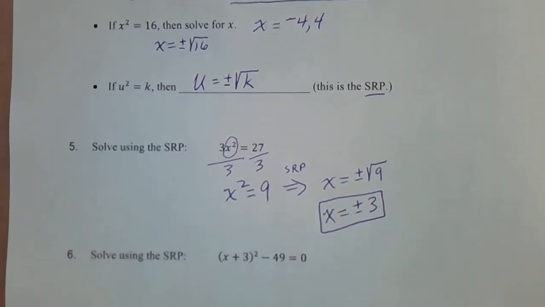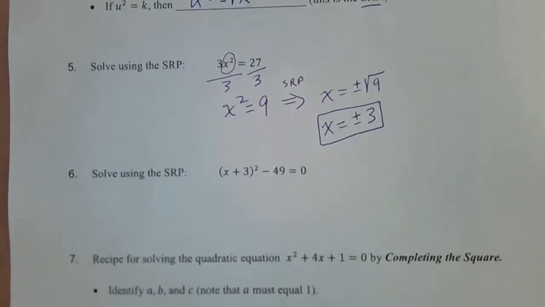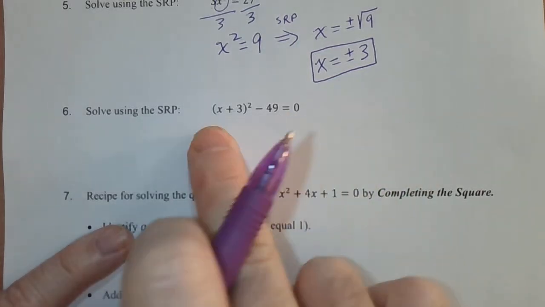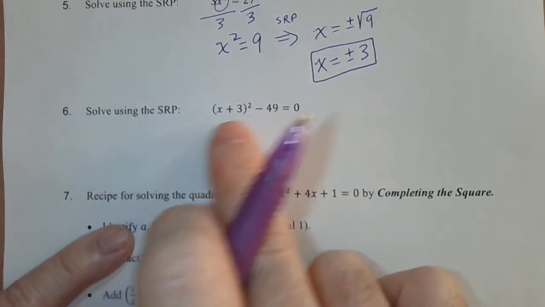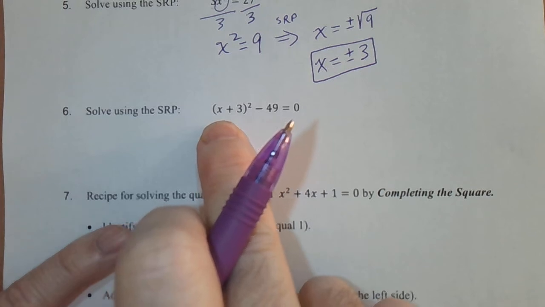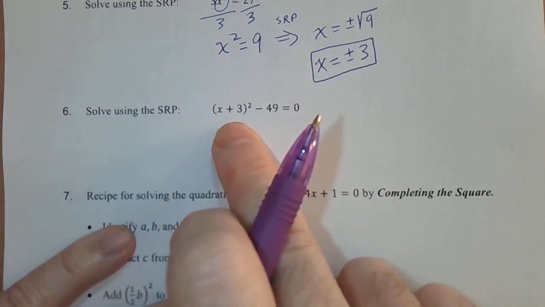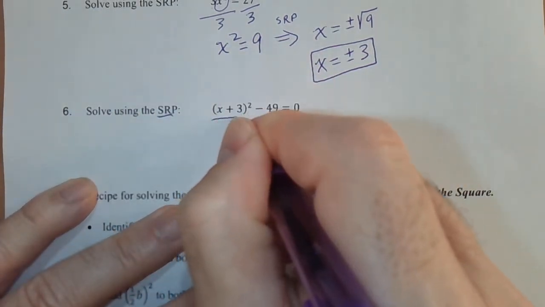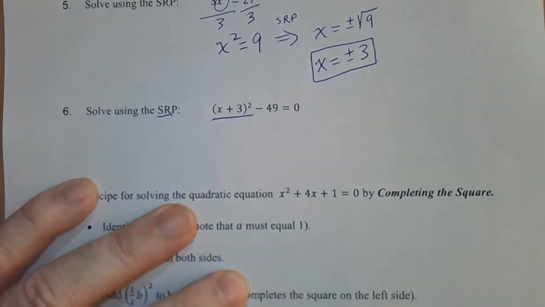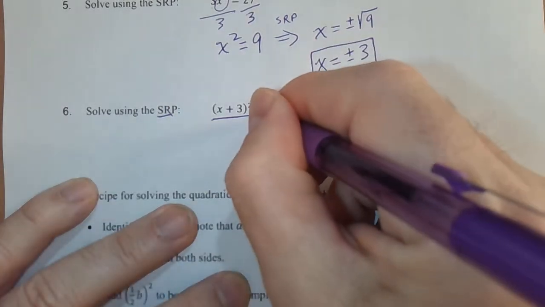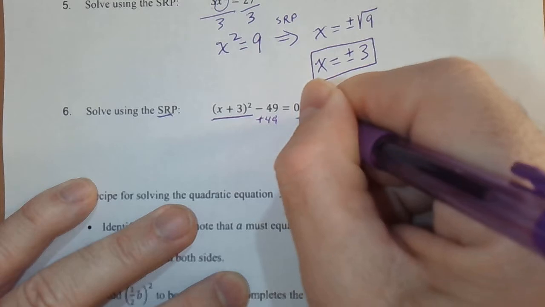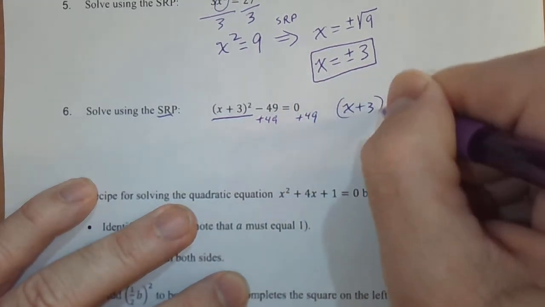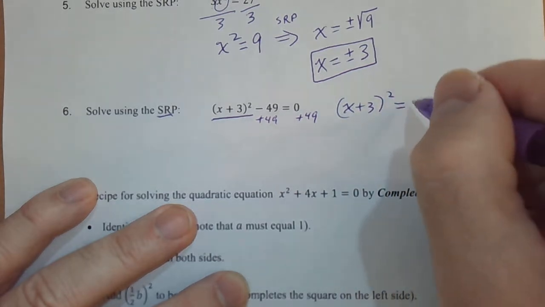Now, let's use the square root property to solve a quadratic. It may not be obvious that this is a quadratic equation, but it is. If you multiplied this out, you would end up getting an x squared term. But we're not going to do that. We're going to instead use the square root property, which means we want to get this term that's being squared all by itself on one side. So I'm going to have to add 49 to both sides. And that gives us x plus 3 squared equals 49.